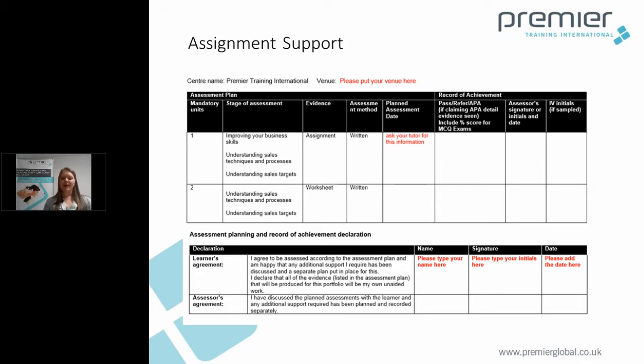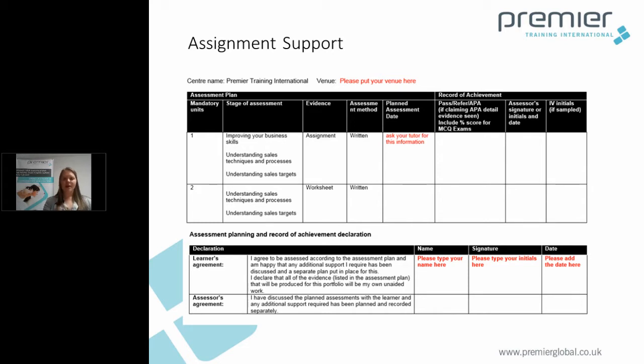The final section where it asks for learner name, signature and date does need to be completed, but you can just type your initials in the signature box. It doesn't matter what date you include on there, today's date or the date you submit is absolutely fine, but again this helps us to identify that the work is yours.